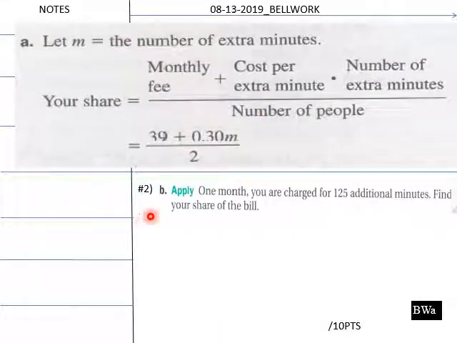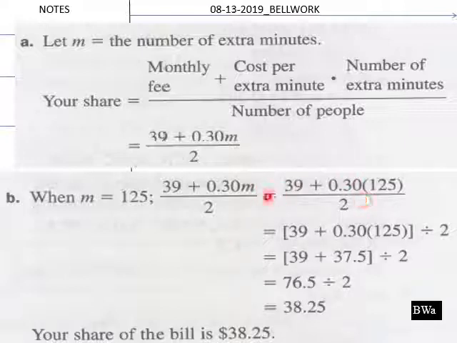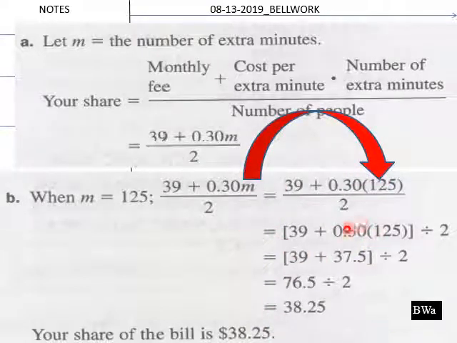Apply 1 month here, so when M equals 125, you only have 125 minutes in this situation. Then we have 39 plus 0.3 times 125, over 2, and it would be $38.25, going from our verbal into our algebraic expression, and then plugging in. That'd be your plug-in here for M. And this is what it would look like in your algebraic expression divided by 2. And then your math would come out like this: 76.5 divided by 2 would be 38.25.